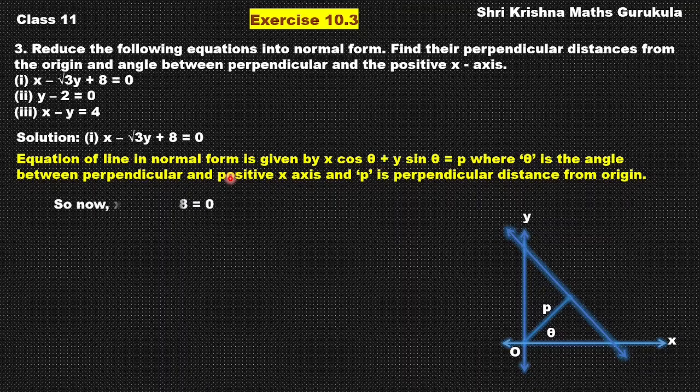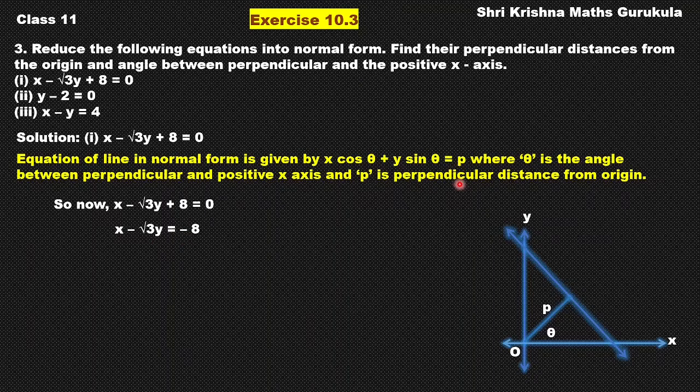Now, x minus root 3y plus 8 equal to 0 is the given equation. The very first thing we have to do is to bring this constant to the RHS. Now look at the standard form. It is x cos theta plus y sin theta, that is, x and y terms in the LHS and the constant term in the RHS. So we are moving this constant to the RHS. That gives us x minus root 3y is equal to minus 8.